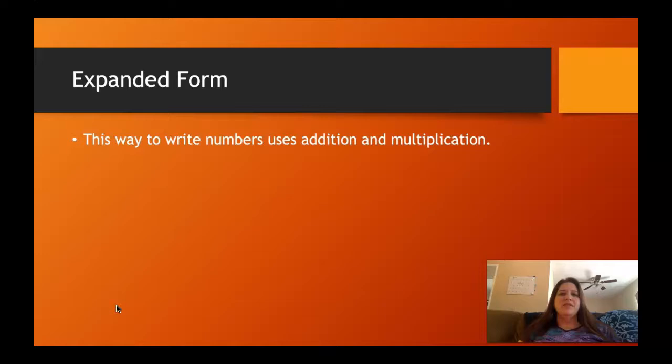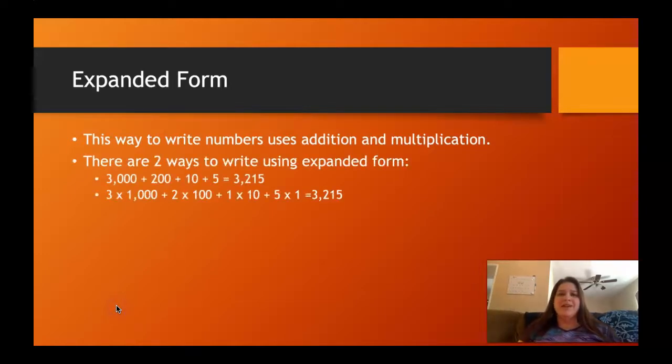And our last vocabulary word is expanded form. And we write these using addition and multiplication. There are actually two ways to write expanded form. So the top one up here, 3,000 plus 200 plus 10 plus 5 equals 3,215 is how you were doing that in 4th grade and in 3rd grade. But in 5th grade, we asked you to change it.